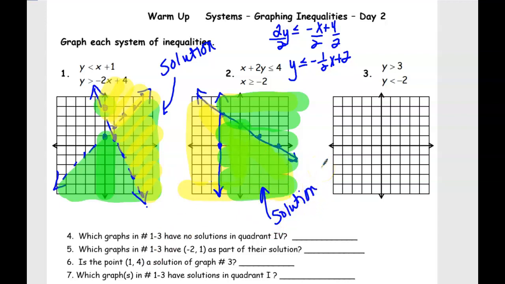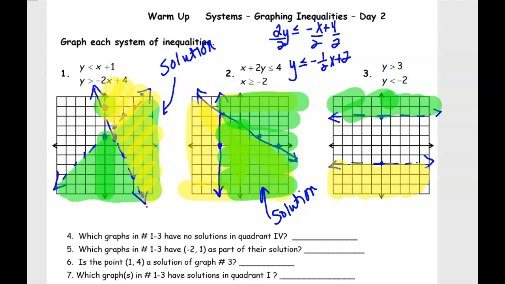All right, number 3, we've got 2 horizontal lines. The first one is at 3, 1, 2, 3, and it's going to be a dashed line. And y is going to be greater than 3, so when we shade it, it's above the line here. Okay, now the second line is y is less than negative 2, so we're going to draw that one as a dashed line as well. So we go to negative 2 and we make a dashed line. And since it's less than, it's going to be below the line here. So if you notice with this example, there's actually no solution because we don't have an overlapping area.